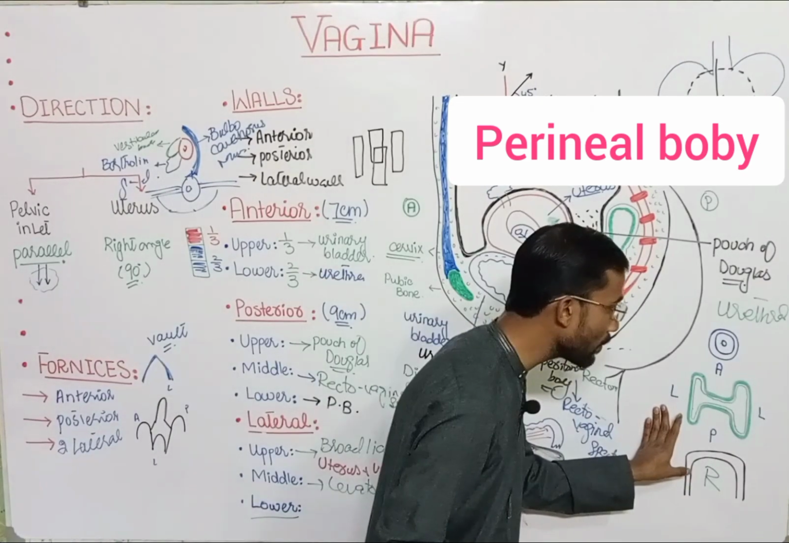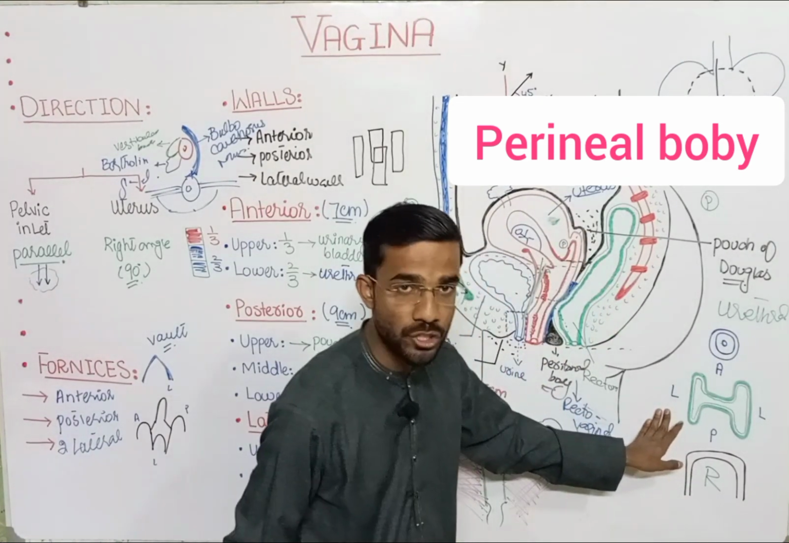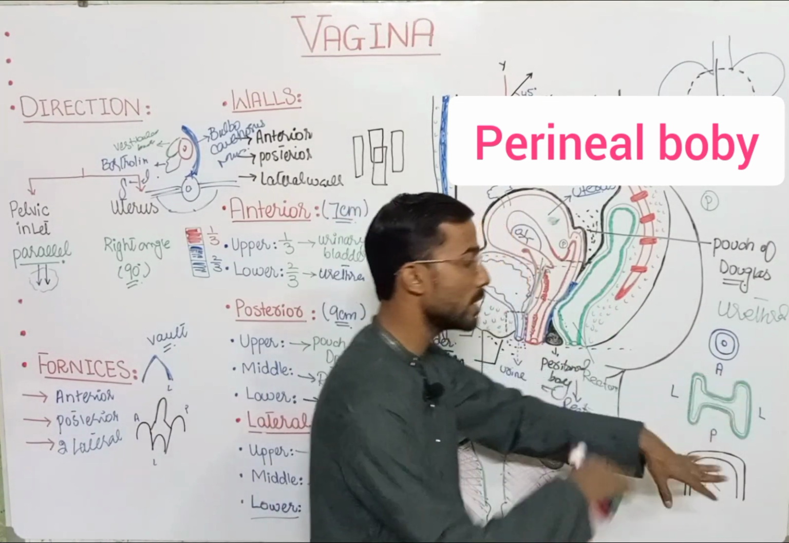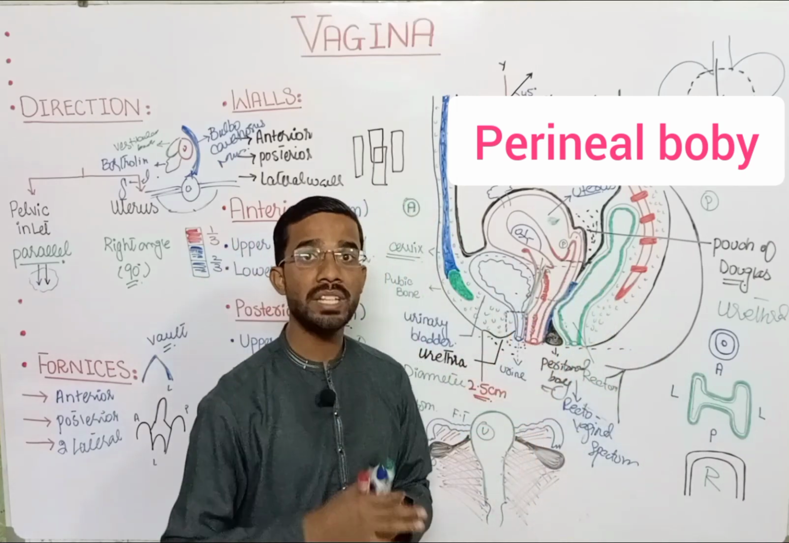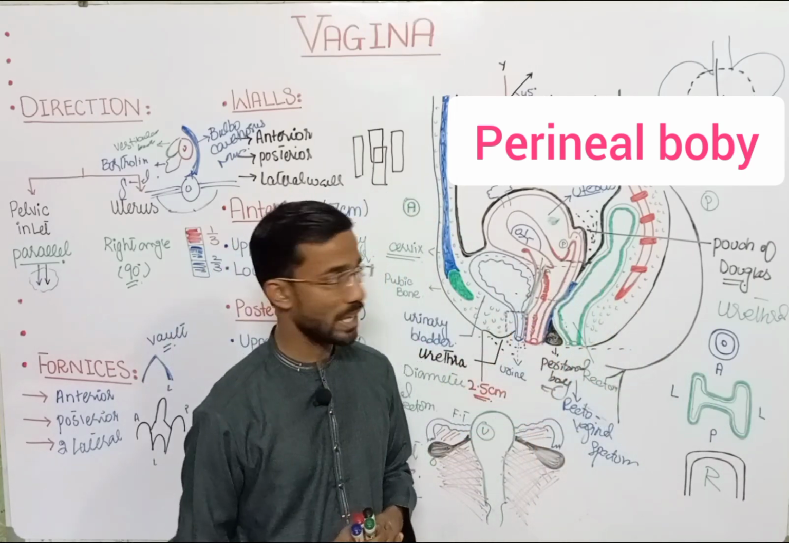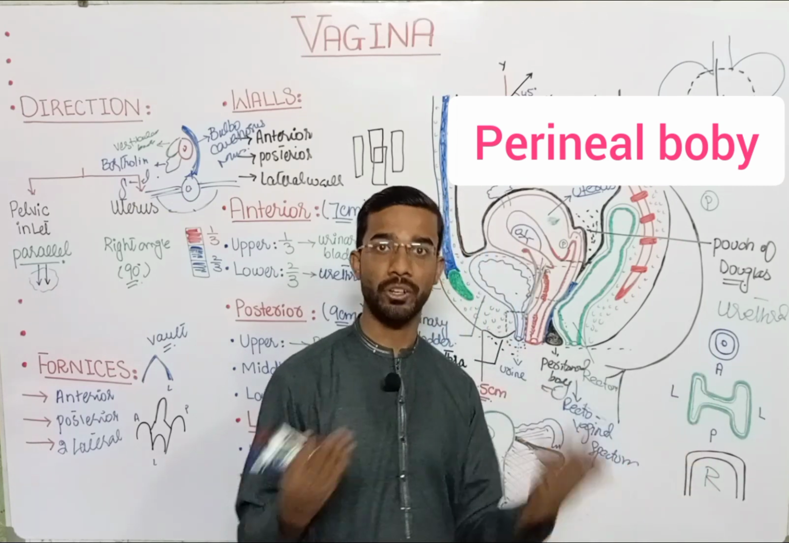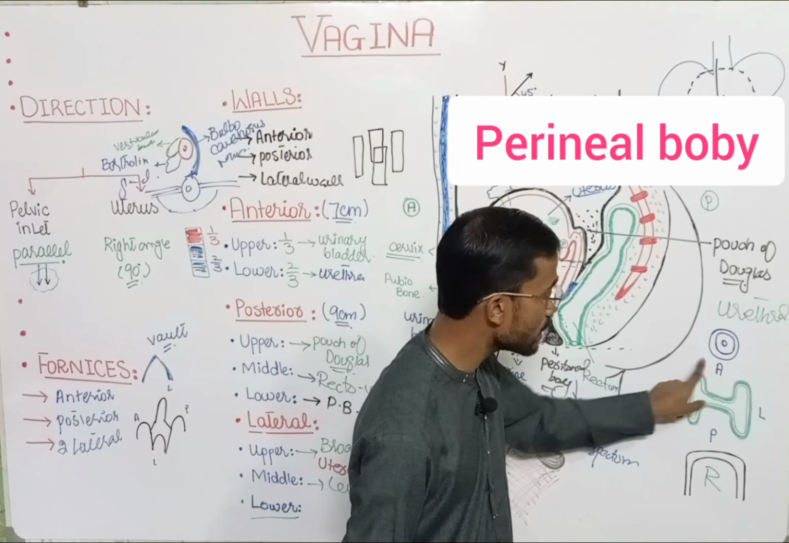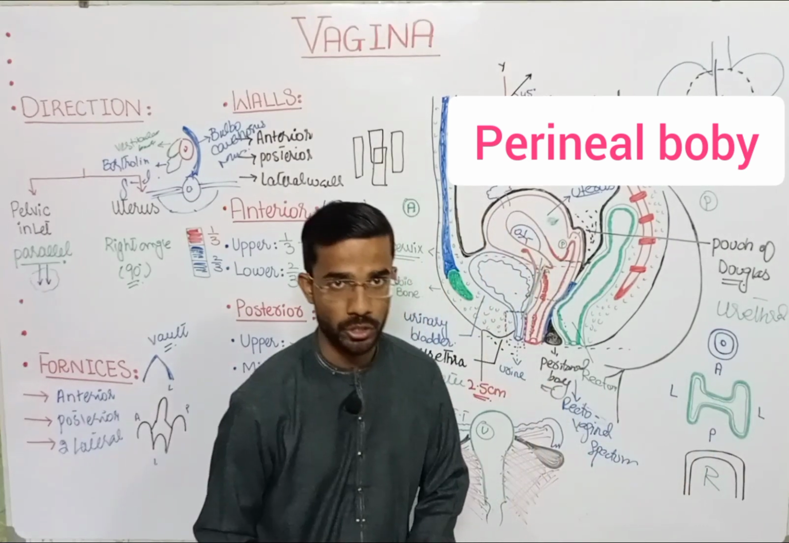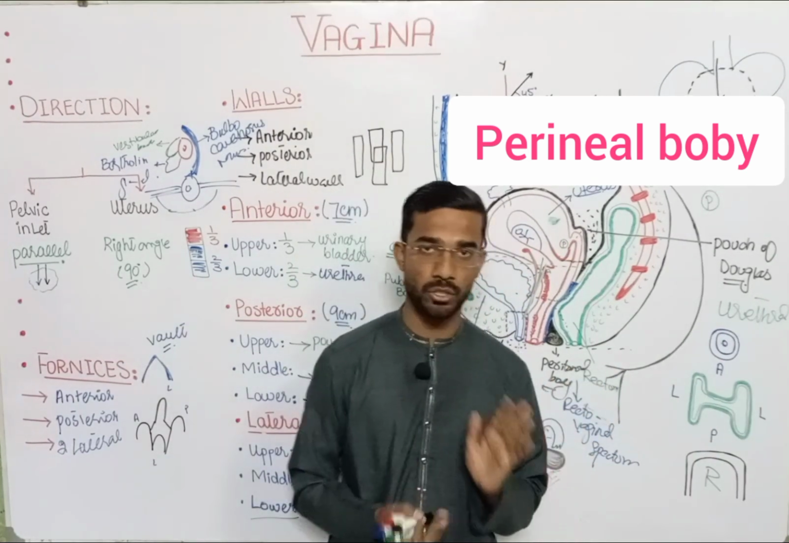These are basically the different walls, and they form a transverse H shape. This is the transverse, or cross-sectional, area of the vagina, and it looks like an H shape. Three walls and three fornices: two lateral walls, one anterior and one posterior. So these are the basic walls of the vagina.